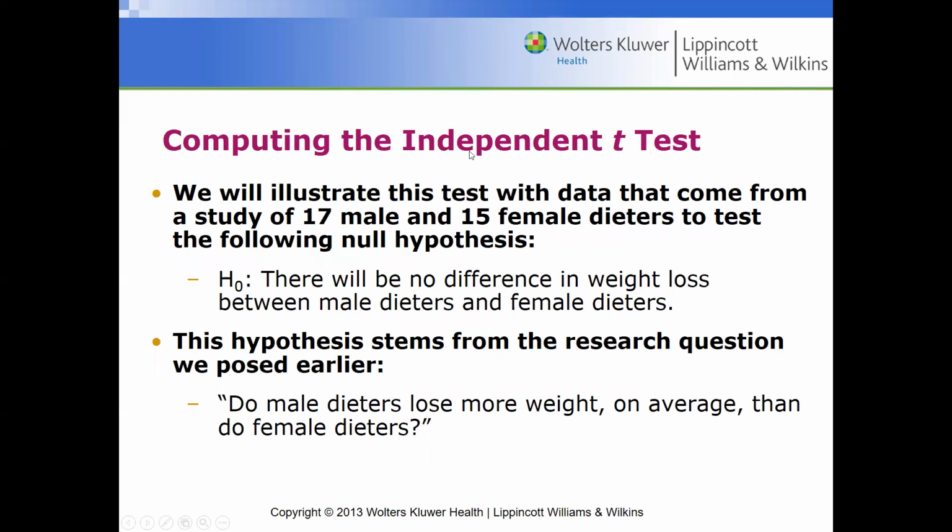So how we start in computing the independent t-test is that if we use this example that they have provided, we are looking at a study of 17 male and 15 female dieters, and we create a hypothesis. Remember, the null hypothesis states that there will be no difference. So for this example, it would be there will be no difference in weight loss between male dieters and female dieters. And then the hypothesis stems from the research question from earlier: do male dieters lose more weight than female dieters?